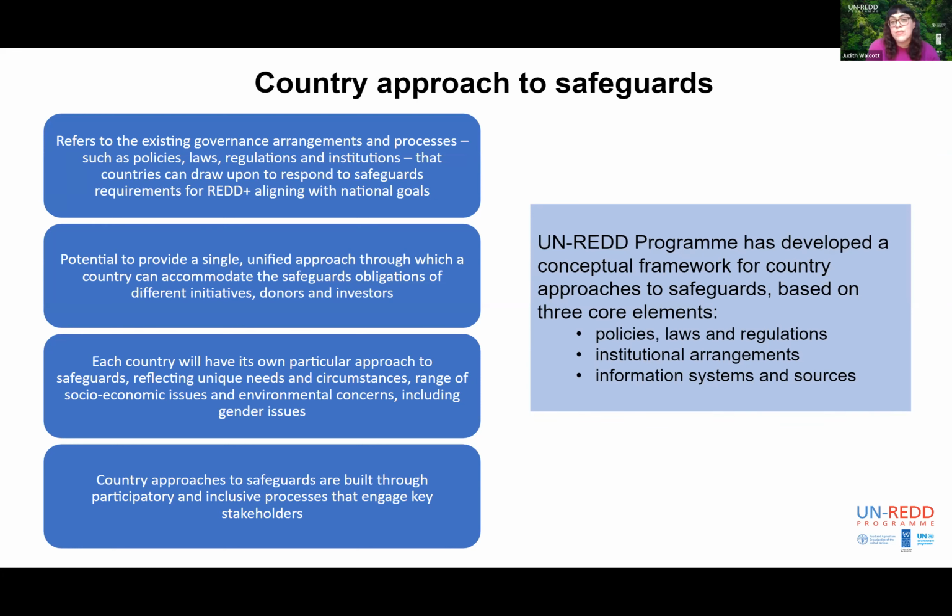The UN-REDD Programme over the years has been developing and also supporting a number of countries to work with country approaches to safeguards, which are based around three core elements: policies, laws, and regulations, institutional arrangements, as well as information systems and sources. And these together can help countries to address not only the UNFCCC requirements on safeguards, but to actually develop flexible and integrated approaches to respond to multiple requirements.